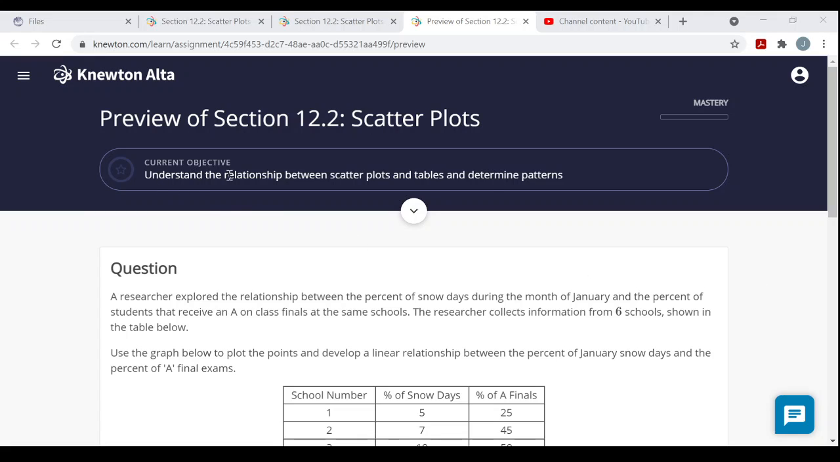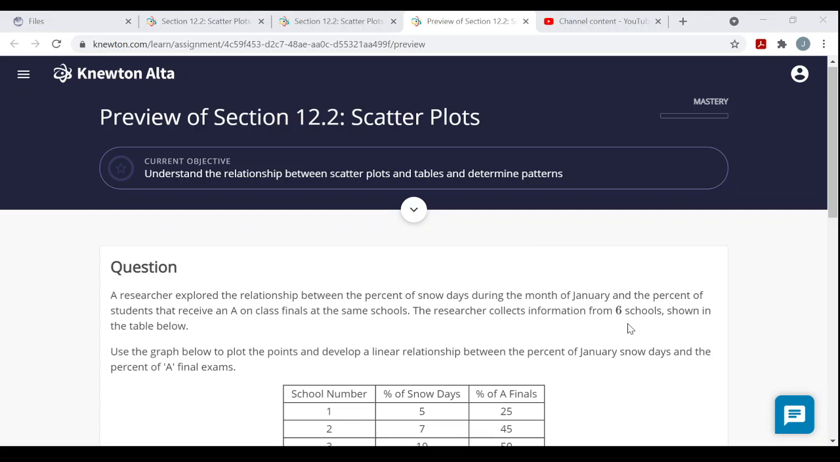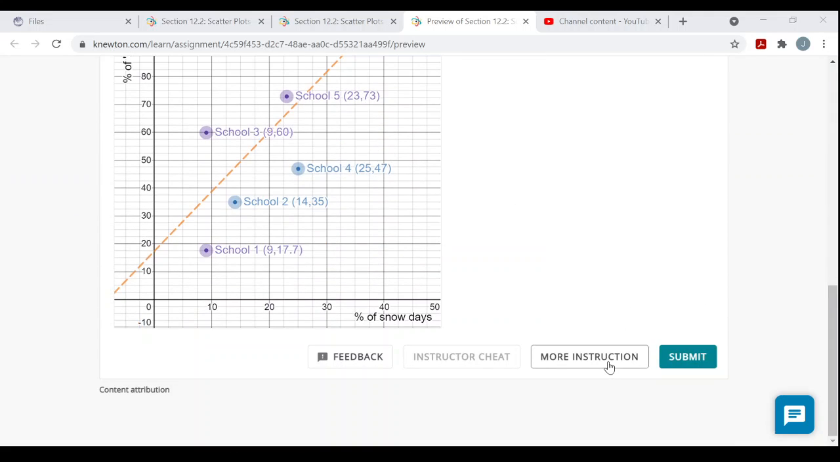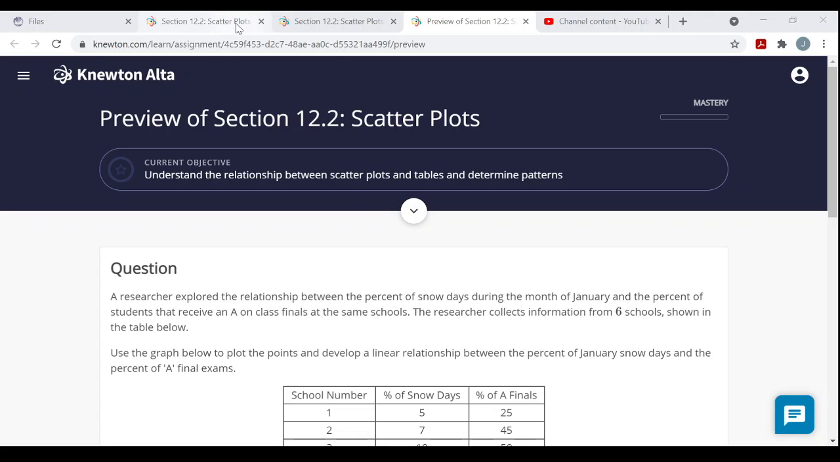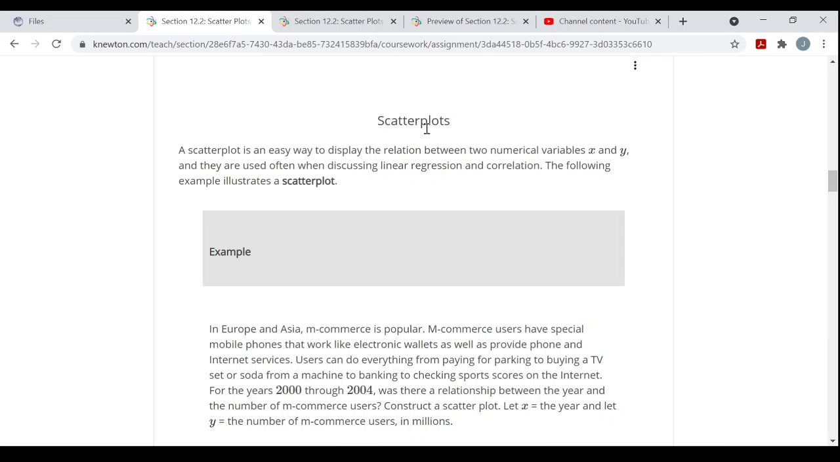So this first question, again, almost every video I say this: if you want to see more about this, click on More Instruction. In fact, though, I do have a little bit about that for you. Look at their videos, their notes and their examples. I'm going to go over some of their notes here.